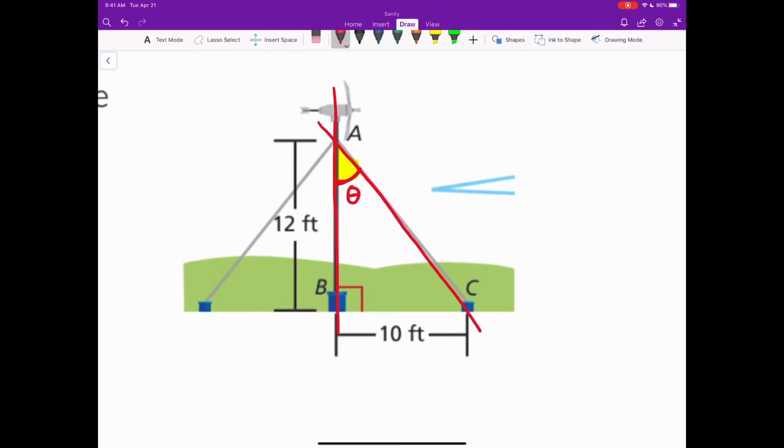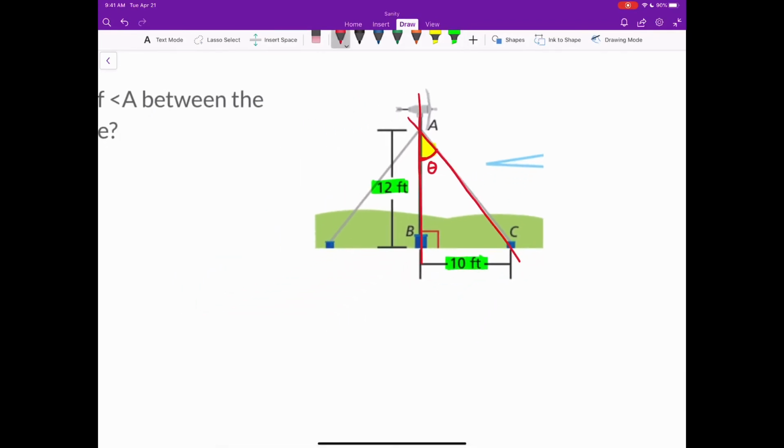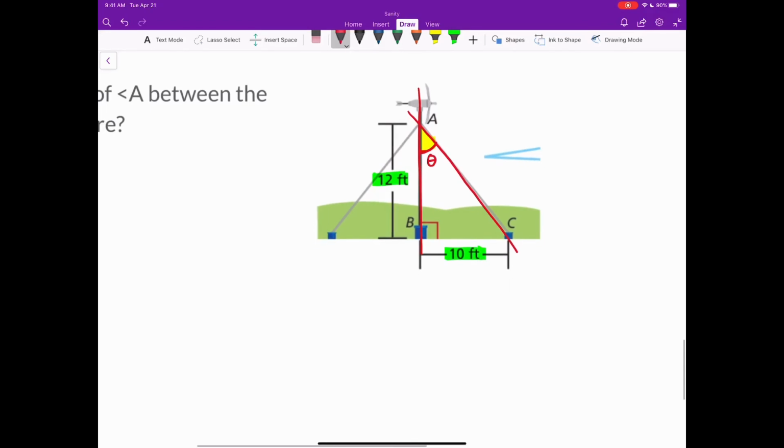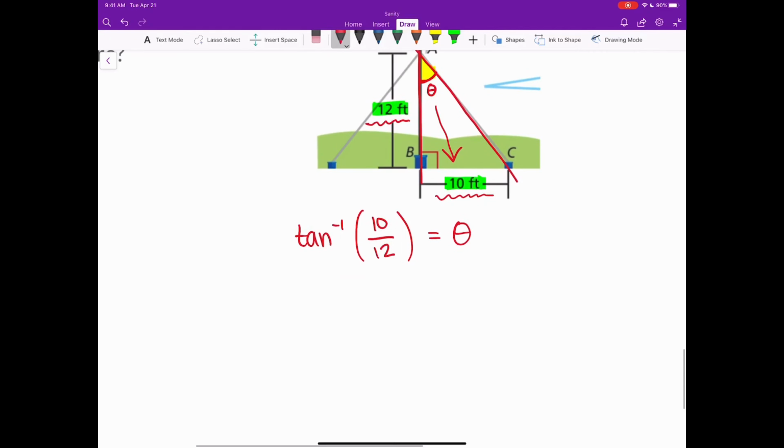And I do have information about some sides that are opposite and adjacent, okay? Opposite and adjacent sides here. So I'm just going to write an inverse tangent equation. So tangent inverse of my sides opposite over adjacent, and in this case, the 10 feet is the side that is opposite of my reference angle. So 10 over, and then the side that is adjacent to my reference angle that is not the hypotenuse is this side length of 12. So I'm taking tangent inverse of 10 over 12 should be equal to my angle theta.